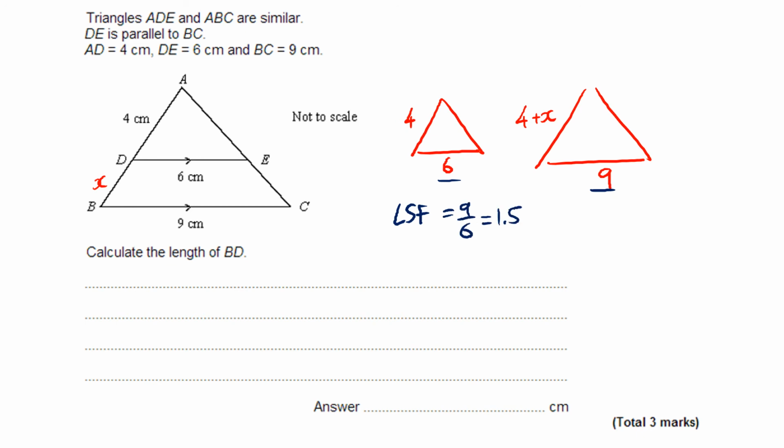That means that to get from left to right, we need to multiply by 1.5. So let's now compare our 4 with our 4 plus x. If we did 4 times 1.5, that would be 6, and that would be equal to our 4 plus x. So that means that x is equal to 2. So that means that BD, the thing we're after, is 2 centimeters.